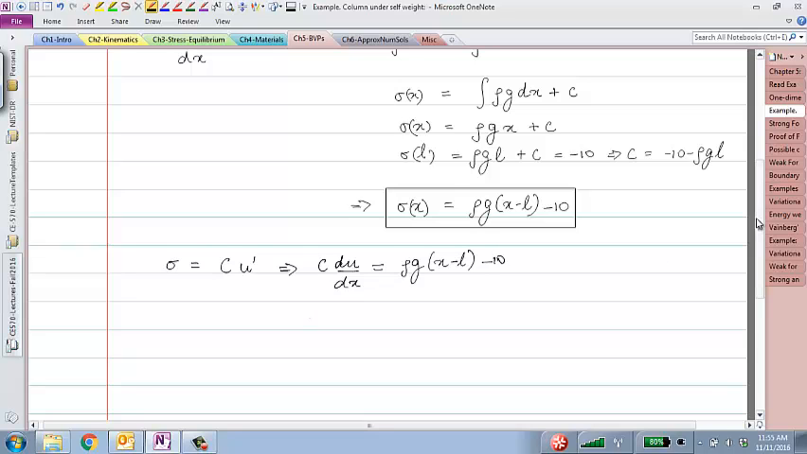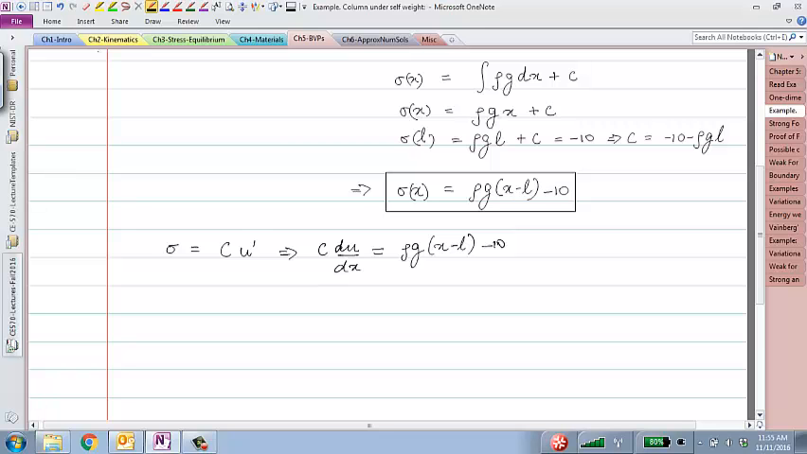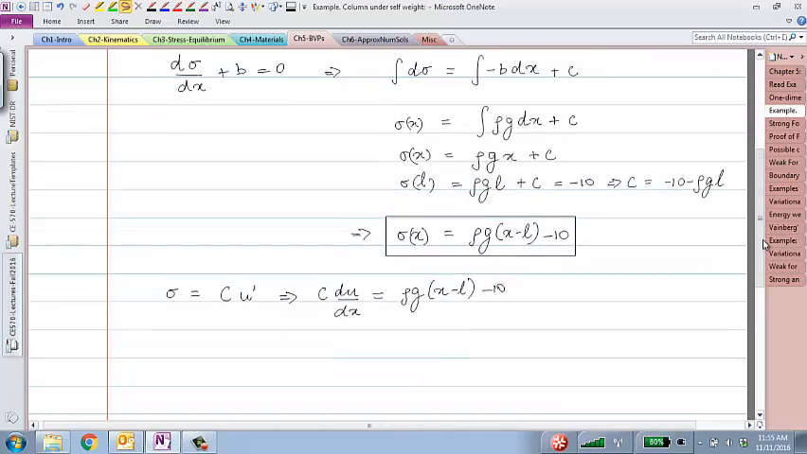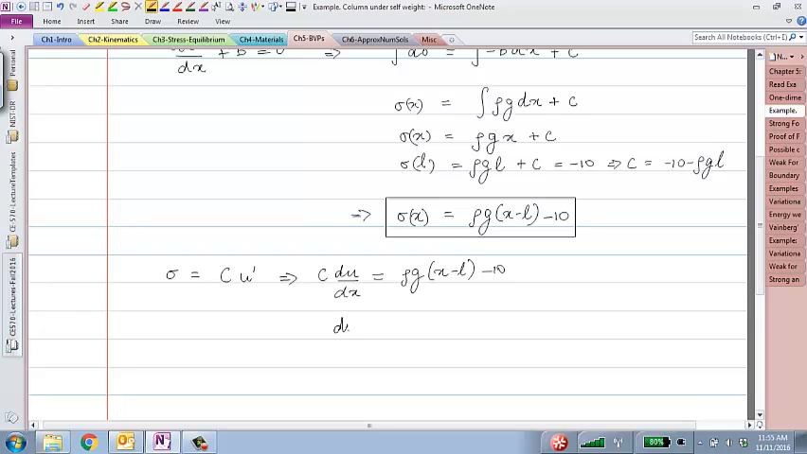If I integrate both sides by taking C to the other side, now in this particular problem, we have assumed that C is constant along the length of the bar. That may not be true. You could have C varying along the length of the bar if the bar is made up of different materials or a material that is graded. C could be a function of x, but for now, let's keep it simple. I'll take C to the other side, du dx, and I'll go ahead and integrate that as well. So integral du is equal to 1 over C rho g x minus L integral, and minus 10, keep that as it is, 10 over C actually, and dx.